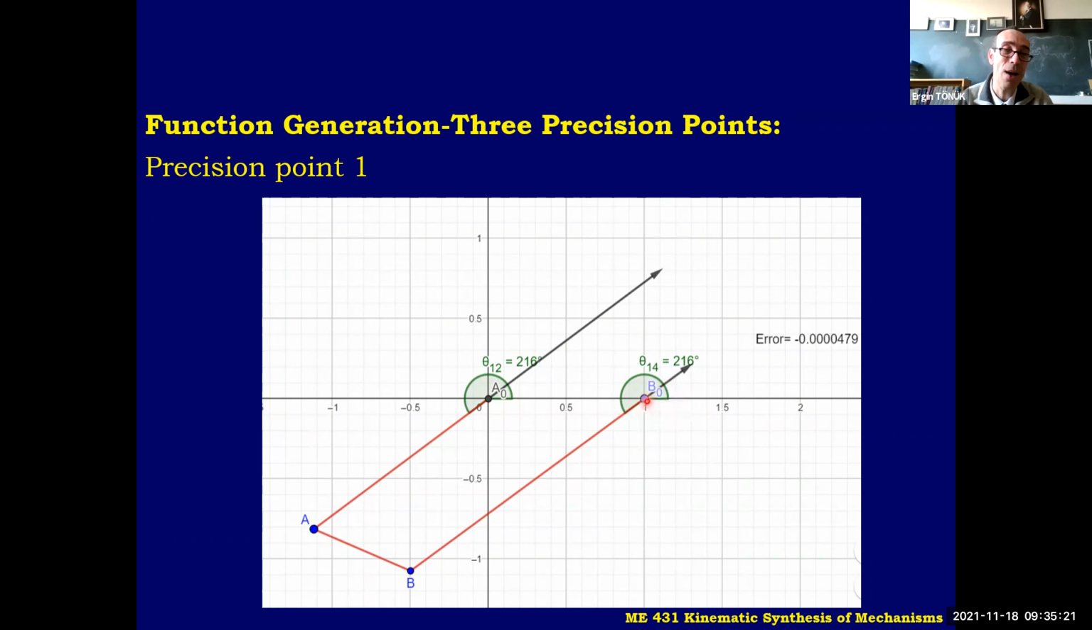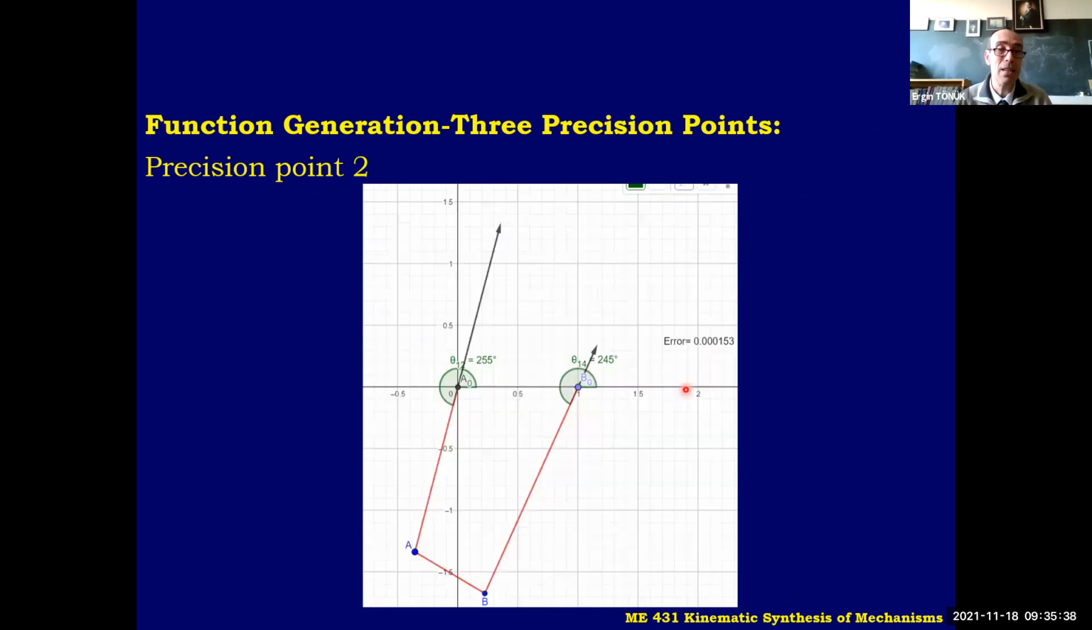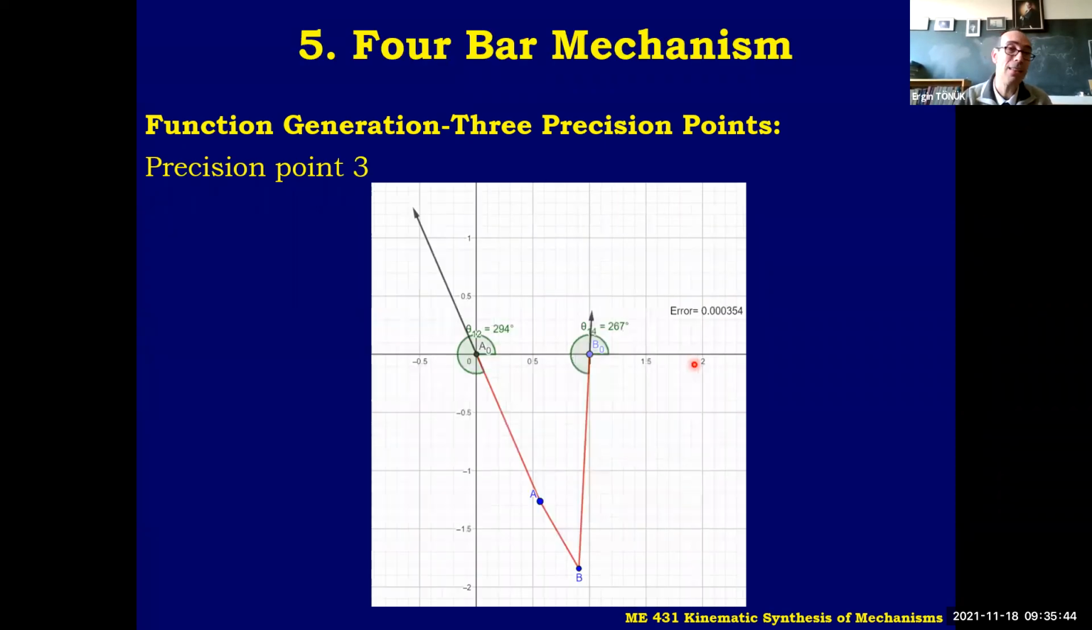The length I would like to achieve is this. Just think it in terms of polar, r theta. But r can be negative, which means plus 180, okay? The same is true for this one. That's the second precision point. Again, not very exact, but the error is very small. And this is the third precision point. Okay?